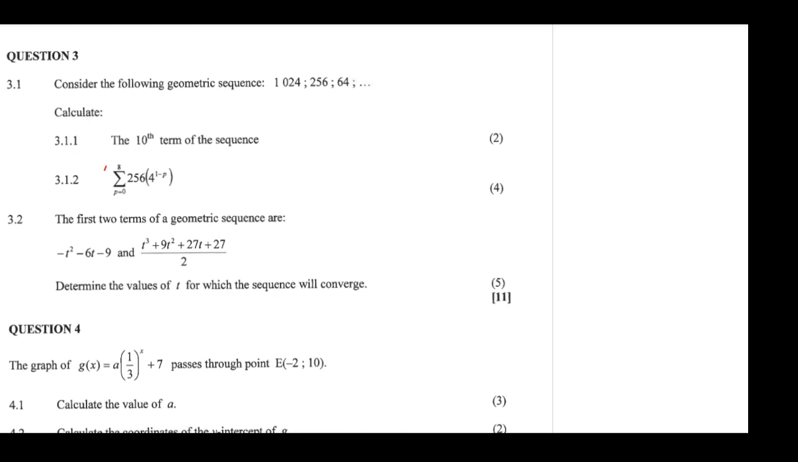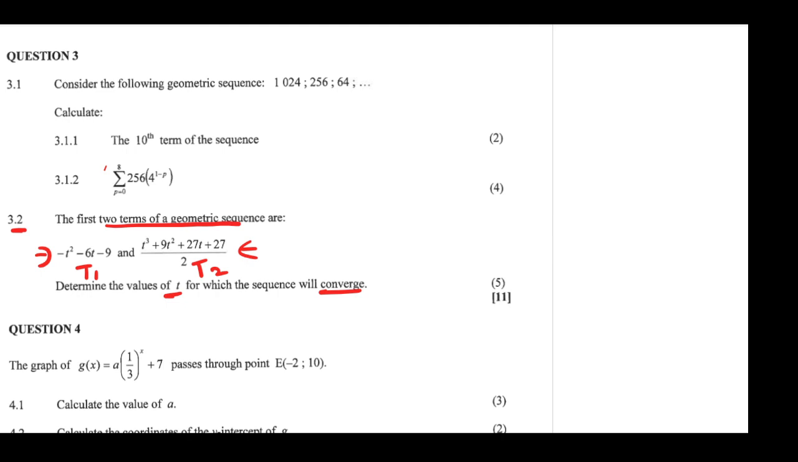Let's do question 3.2, right? We are told that the first two terms of a geometric sequence are as follows. So this is term number 1 and this is term number 2. And we're asked to determine t if the sequence converges, right? So term number 1 is this one here. Term number 2 is this one here.